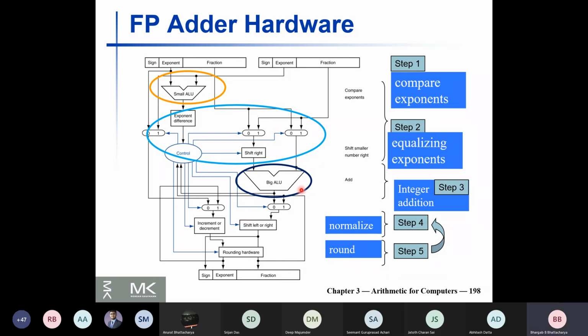So the basic elements or components which you see here in this hardware design are all integer operators. I mean they perform integer operations only. The complexity of floating point is translated into this alignment and normalization operation.